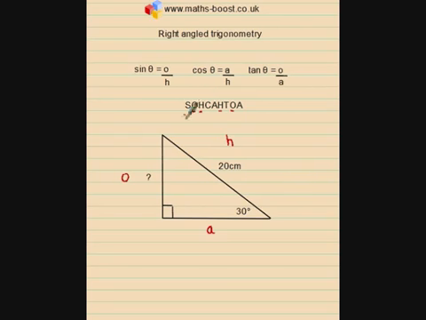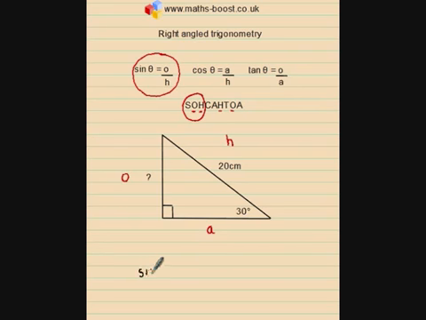Well, I can see here with the sine I've got two of the three letters annotated, so that's the one I'm going to pick. If I was to choose this, I've only got the hypotenuse, and if I was to choose this, I've only got the opposite side. So it's certainly this is the one that I'm interested in, and consequently this is the equation that I'm going to use.